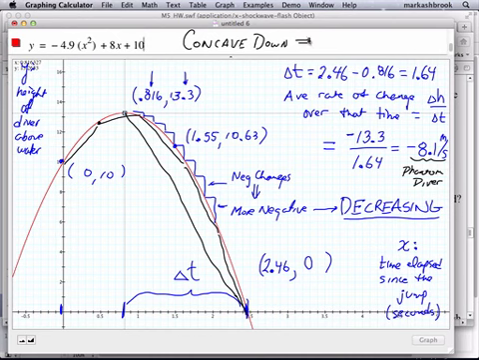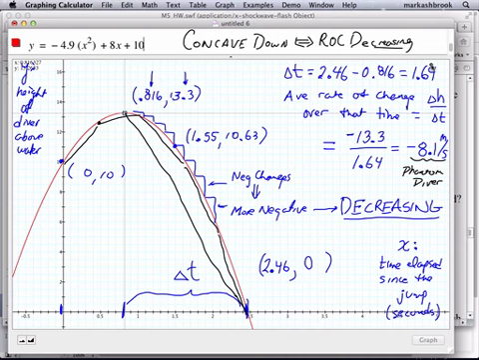Concave down corresponds to the rate of change decreasing. That's either getting less positive or more negative. So less positive rate or more negative rate means decreasing rate of change, and that's why we get that curve, that concave down shape.